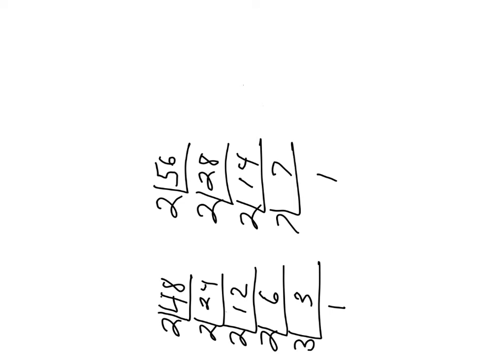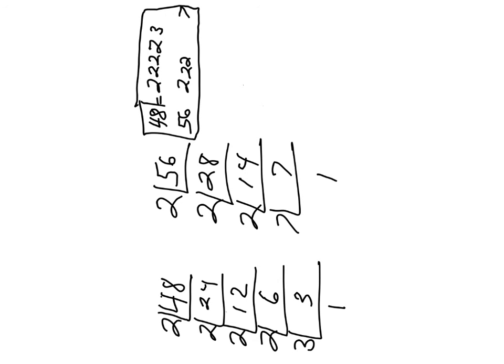So now, if we were to write these factors, we'd have 48 equals 2, 2, 2, 2, 3, and then 56 is 2, 2, 2, then 7. And notice, I just put everything in its own little compartment, okay? So now I go here and I see which ones are on the top and bottom.